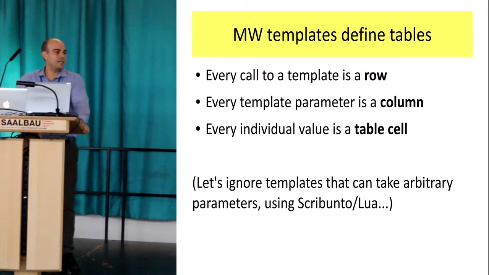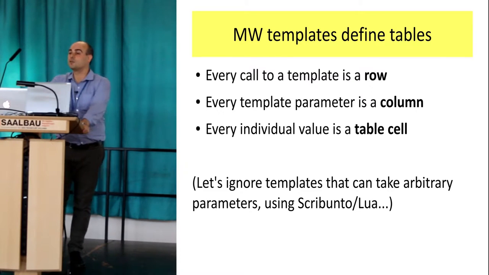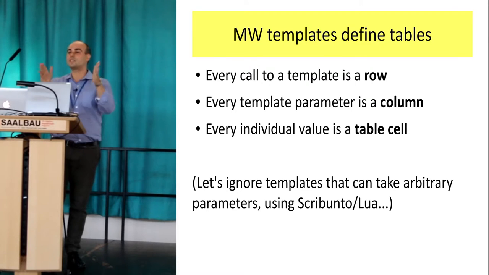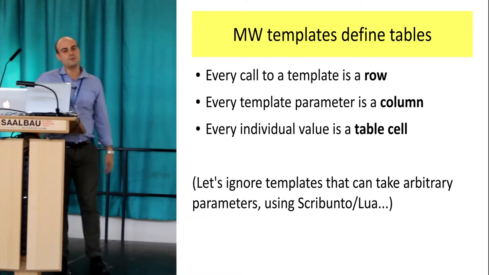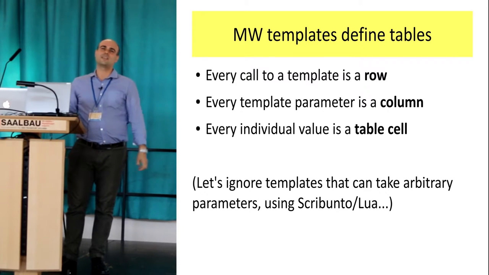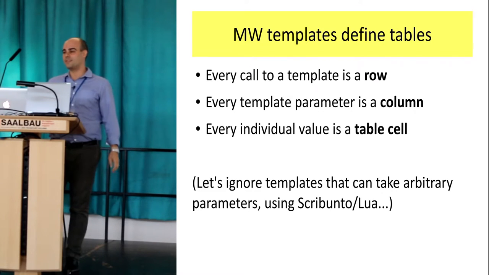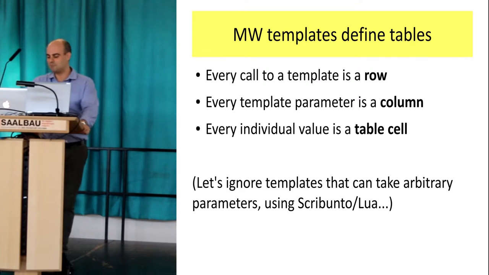What do I mean that MediaWiki templates define tables? You can think of every call to a template as a single row of a table. You can think of every template parameter as a column because they're fixed. As soon as you define the table, the template, you have a fixed structure. And then every individual value is a table cell. Let's ignore for now the fact that now that there's this Scribunto extension and modules, the templates can actually take in an unlimited number of parameters and do something meaningful with them. I'm talking about templates in the classical sense of the term.